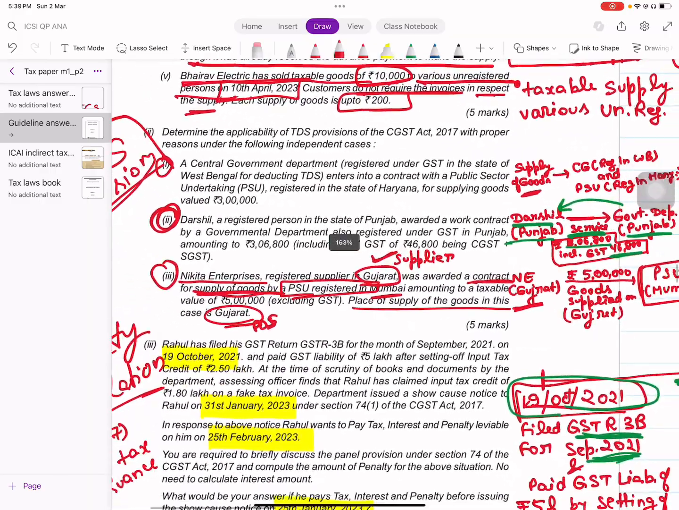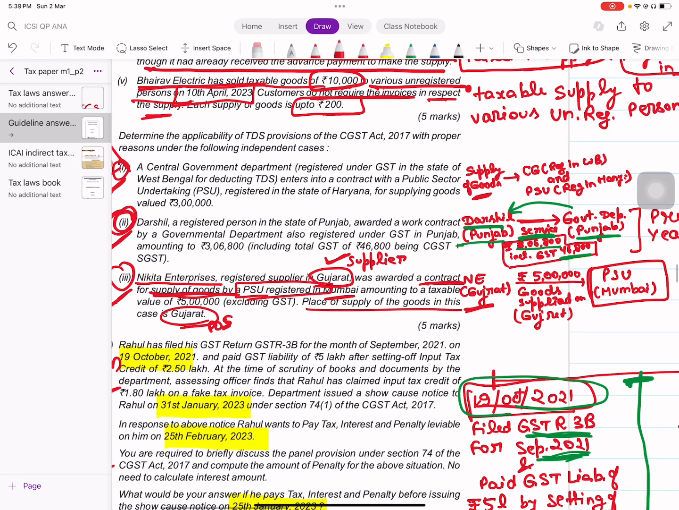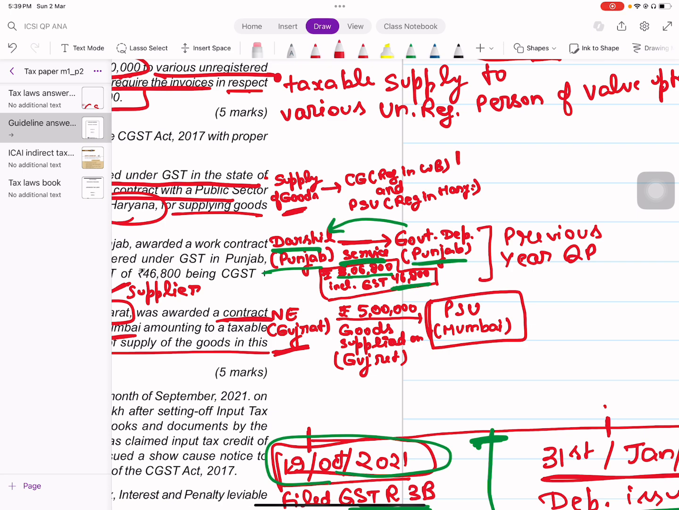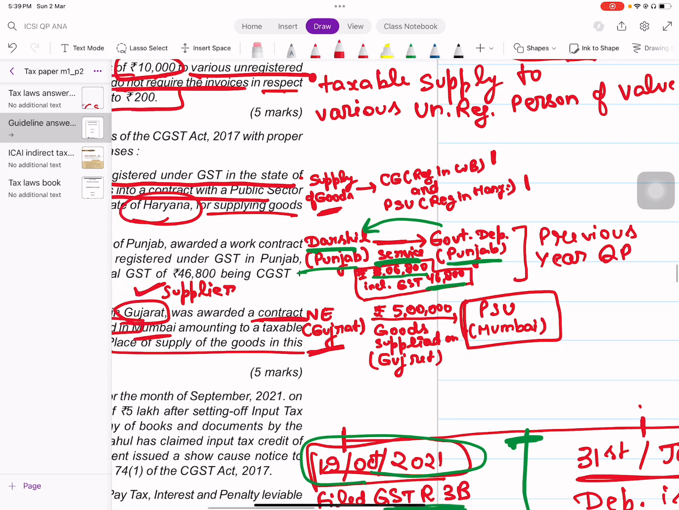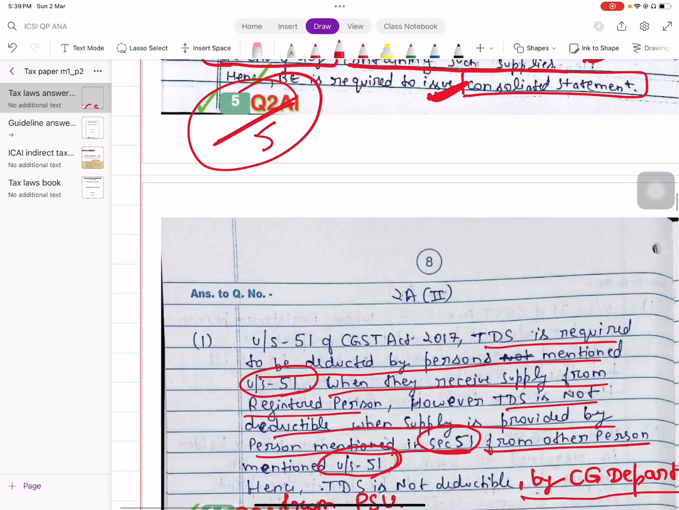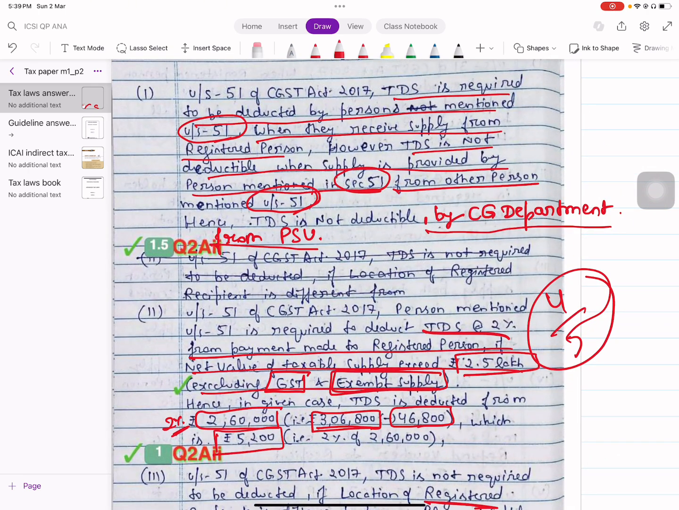Now we are given 3 situations in which we have to determine whether TDS is applicable or not. Now in the first situation, a central government department registered under GST in the state of West Bengal enters into a contract with a public sector undertaking registered in Haryana for supplying goods of value 3 lakh. That is, supply of goods between a CG registered in West Bengal and a PSU registered in Haryana. Now both persons are covered under the provisions of GST. Hence, they are not required to deduct TDS from each other.